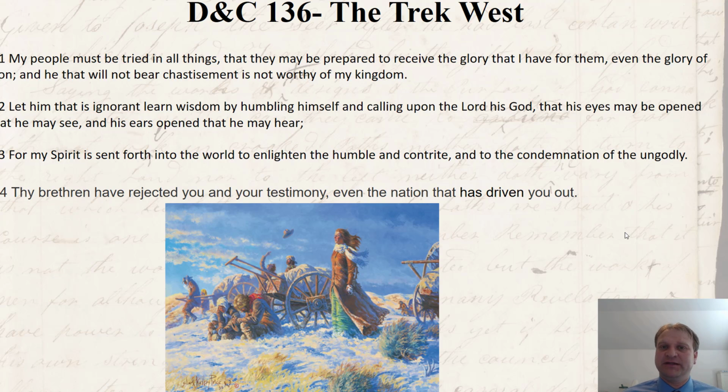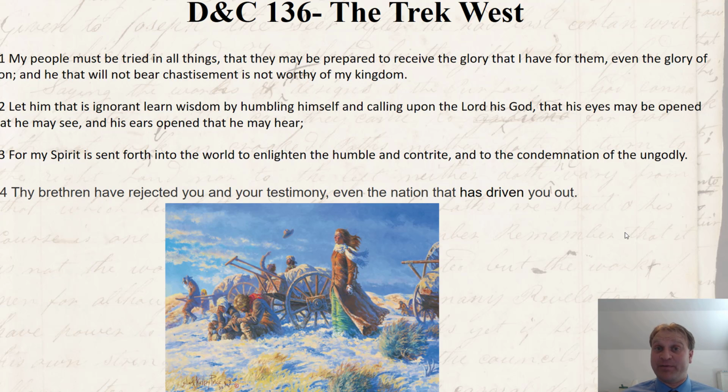So part of what you have in D&C 136 verse 34 is this reticence as they're leaving the nation. Thy brethren have rejected you and your testimony, even the nation that has driven you out. They believe they're headed to another country. They're headed to Mexico, an unoccupied portion of Mexico, hoping to find in Mexico a freedom of living their religion that they couldn't find in the vaunted Bill of Rights in the United States.